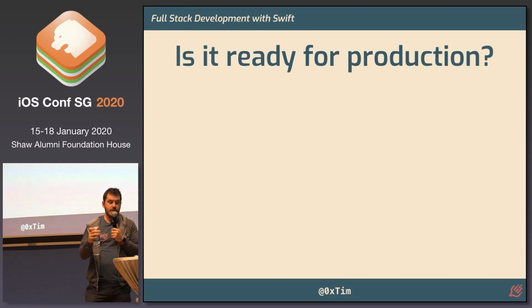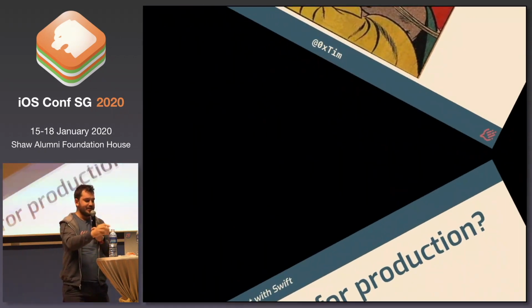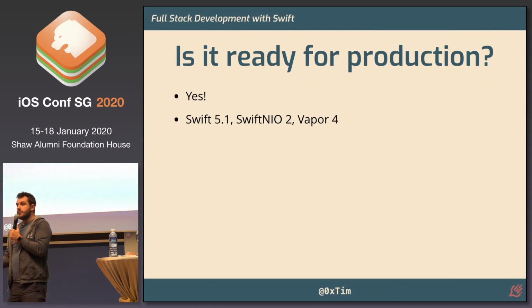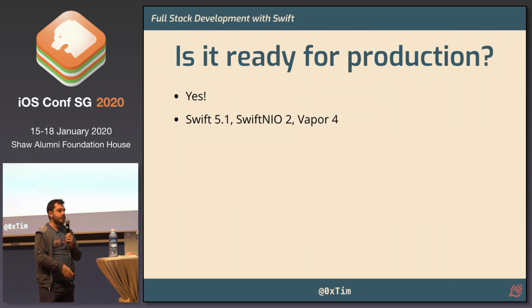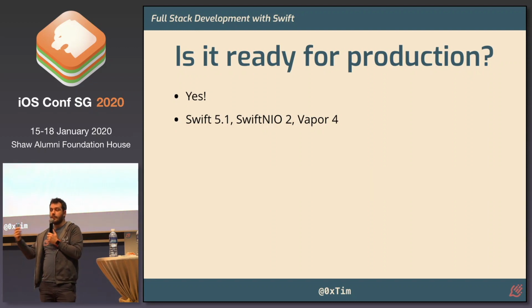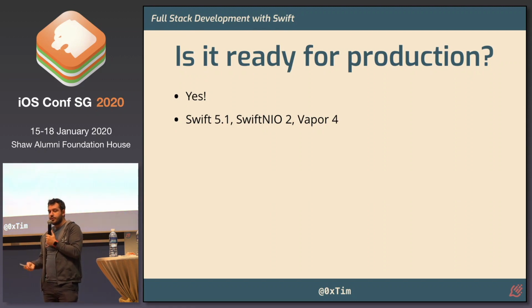Now, the question I get asked the most when I'm going into companies and talking to developers is, is it ready for production? Yes. Let's just say yes. It definitely is. Certainly at the start it was not, but now we're reaching a level of maturity. Swift 5.1 moved the default encoding type for strings to UTF-8 from UTF-16, which provided a huge performance benefit for running server applications, and it brought it in line with the rest of the world. Swift NIO 2 has provided some stability to the ecosystem and a level of maturity that we're seeing.